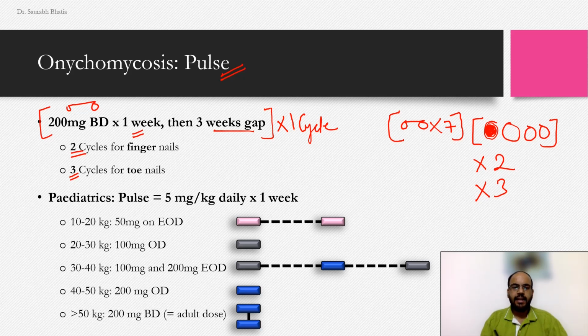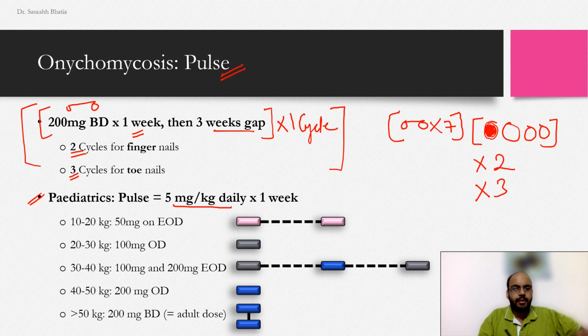We are clear on that? This is essentially the pulse therapy of itraconazole usage in onychomycosis. When we are dealing with the pediatric population, children, we have to use the regimen 5 mg per kg per day for a week. That becomes 1 week. Then you skip for the next 3 weeks. That is one cycle. And if you are treating fingernail, you give it for 2 cycles. If it's toenail, you give it for 3 cycles.